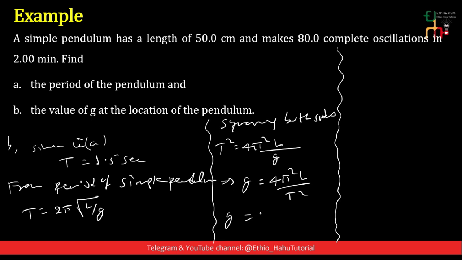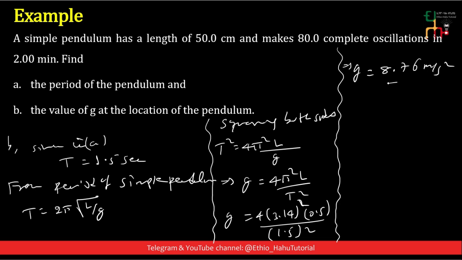g is equal to 4 times 3.14 square times L, which is 0.5 meter, divided by period square, which is 1.5 square. Since all are in SI units, we can leave the units, and this implies g is equal to 8.76 meter per second square. This is the acceleration due to gravity at the location of the pendulum.